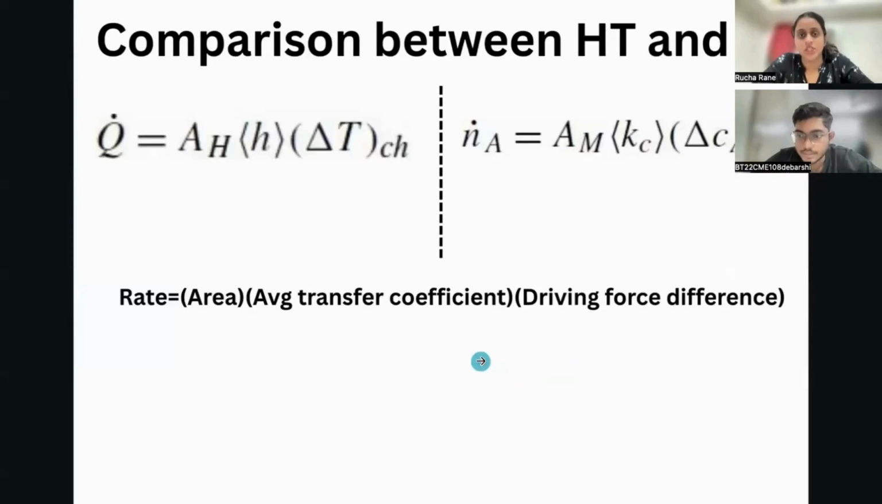So we can see a similar pattern in the formula. Even in the calculation of the average transfer coefficient, both transfer coefficients are calculated in the same manner, which is the local transfer coefficient into area divided by the total area, for both the mass transfer coefficient and the heat transfer coefficient. So we can say that this generalized formula is common for both heat transfer and mass transfer. Now we will move on to the second comparison.